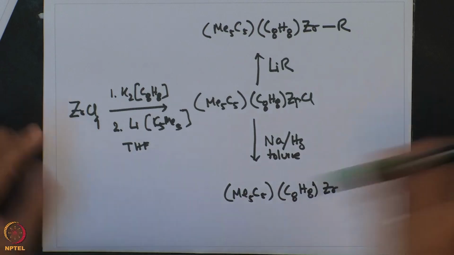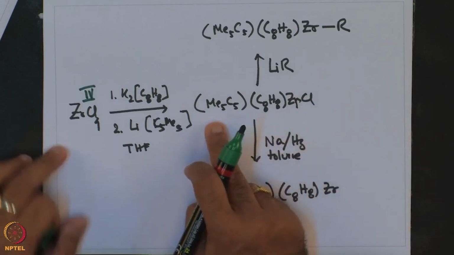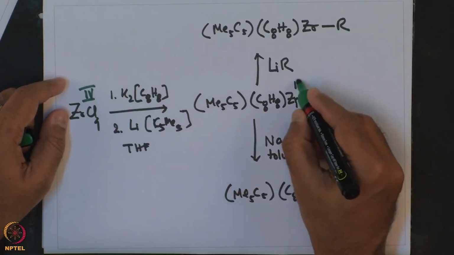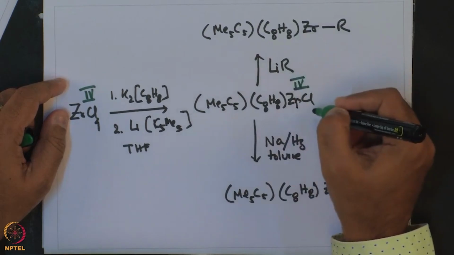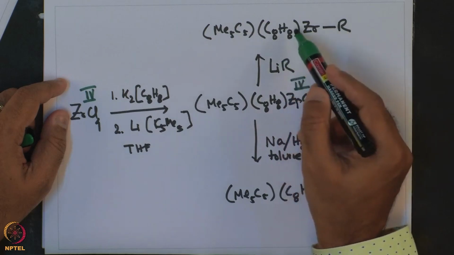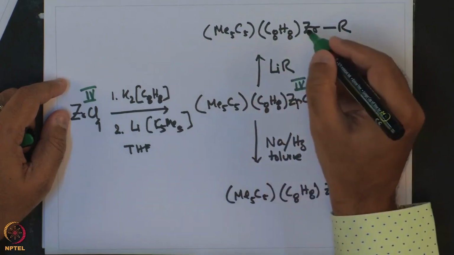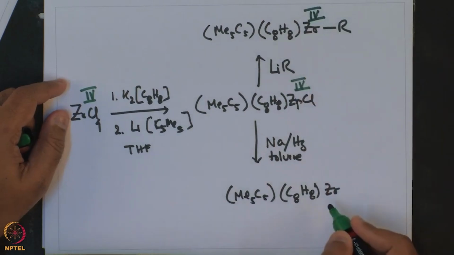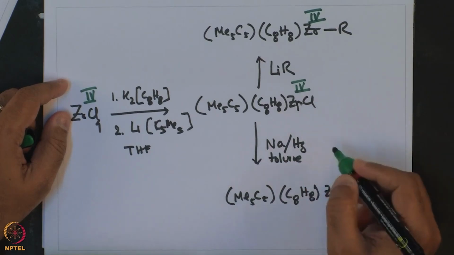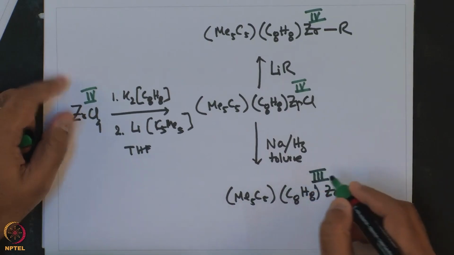To see the oxidation state over here, zirconium is in +4 oxidation state. When one makes this pentamethyl Cp, dianionic C8H8 zirconium chloride, then also zirconium is in +4 oxidation state. When the chloride is exchanged with an alkyl to make the zirconium alkyl complex of C8H8 dianionic ligand and monoanionic C5Me5 ligand, then overall again zirconium is in +4 oxidation state. However, when the chloro complex is reduced with sodium mercury amalgam to give this C5Me5 C8H8 zirconium, then the zirconium goes back to +3 oxidation state.